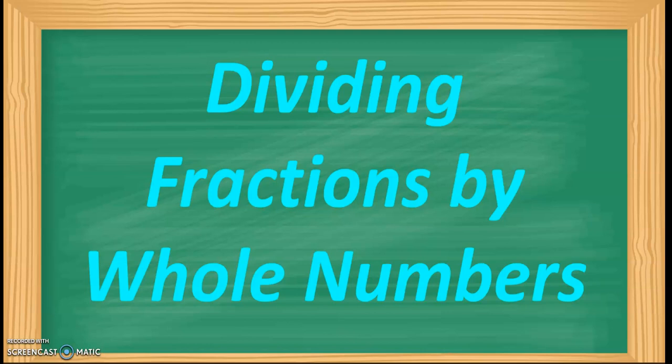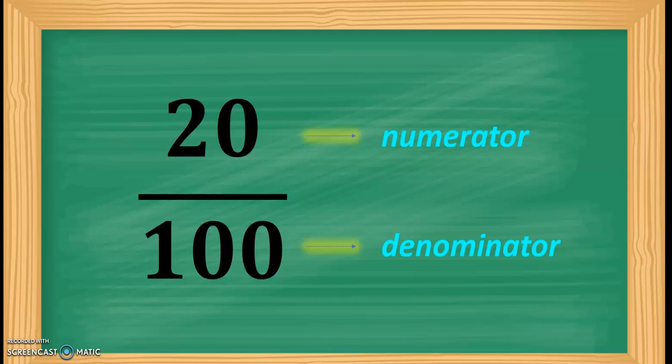Today's video, we'll be looking at dividing fractions by whole numbers. Now a fraction has a numerator part and a denominator part. Here we have 20 over 100, where 20 is our numerator and 100 is our denominator.